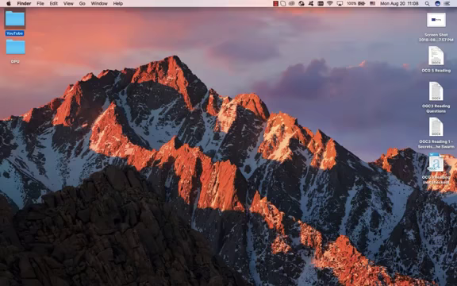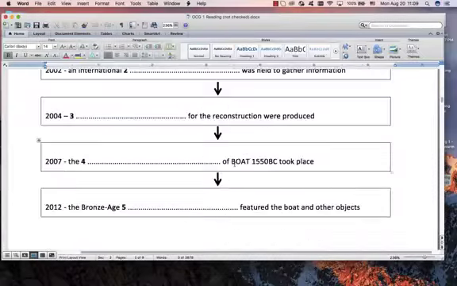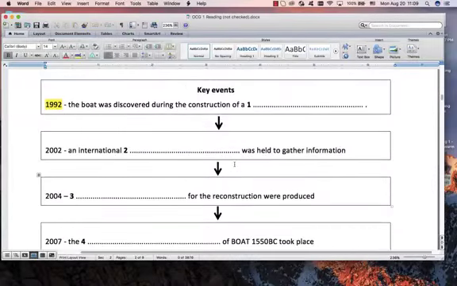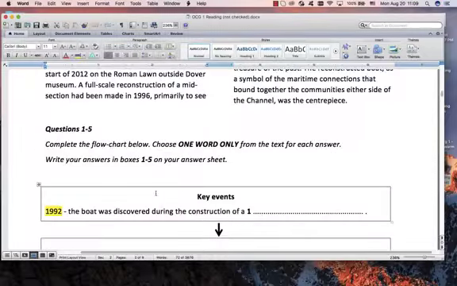Right, let's look at one of these. Okay, so this was passage 1. It's called Dover Bronze Age Boat, and we had some kind of a gap fill in the form of a process timeline. So, what can you see? That one, of course, single countable noun. Let's go and find 1992. 1992 was over there. We're looking for a single countable noun. Let's just go back, see what they say.